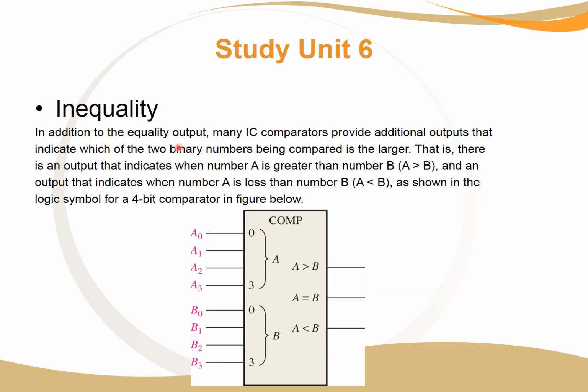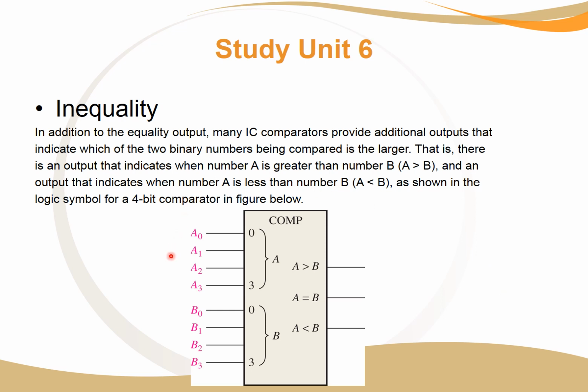Now we're looking at inequality. In addition to the equality output, many IC comparators provide additional outputs that indicate which of the two binary numbers being compared is the larger. That is, there is an output that indicates when number A is greater than number B, and an output that indicates when number A is less than number B. So this is then shown in this IC.